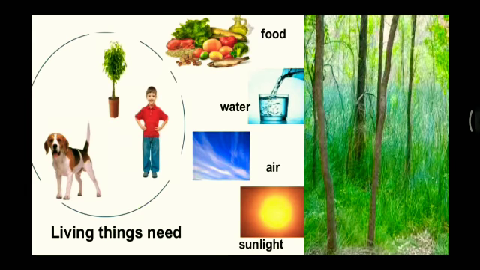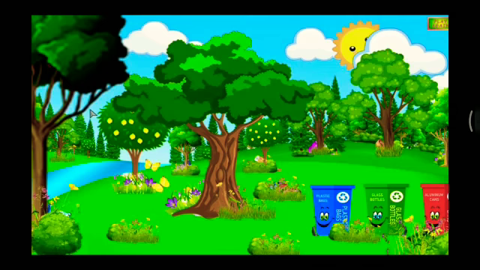For instance, soil helps in the growth of plants. And plants, on the other hand, give us food. So both are interrelated to each other, living things and non-living things. Now, as all are interdependent on each other, we should keep our environment clean and take care of the environment.